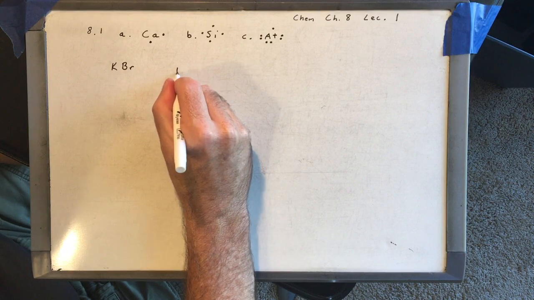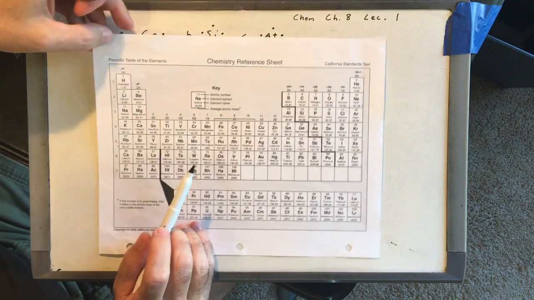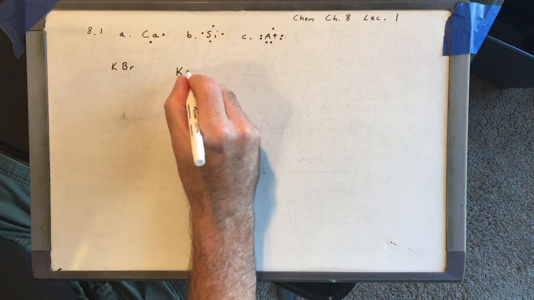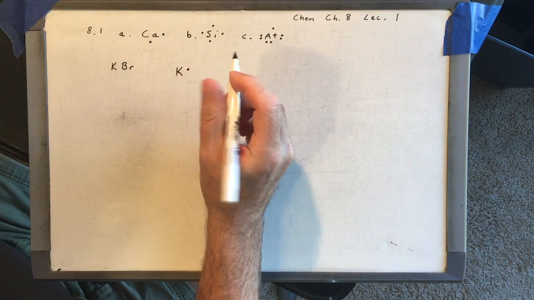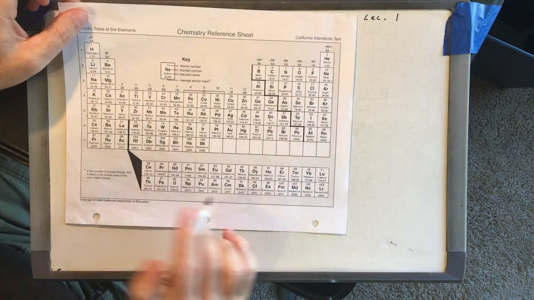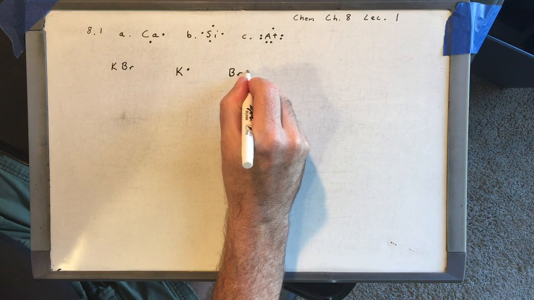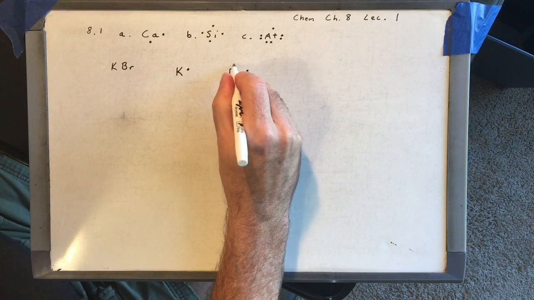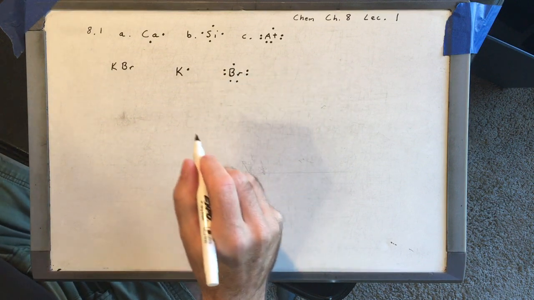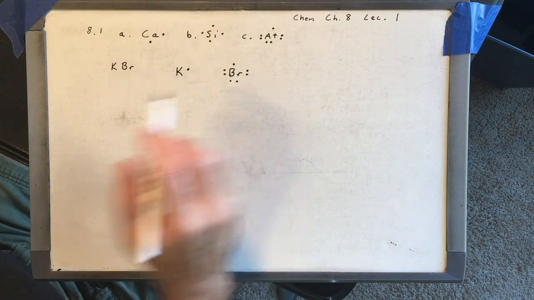The electron dot diagram for potassium: it is in column 1, so it has 1 electron in its outer shell. Bromine is in column 7, so it has 7: 1, 2, 3, 4, 5, 6, 7 electrons in its outer shell, what we call valence electrons.